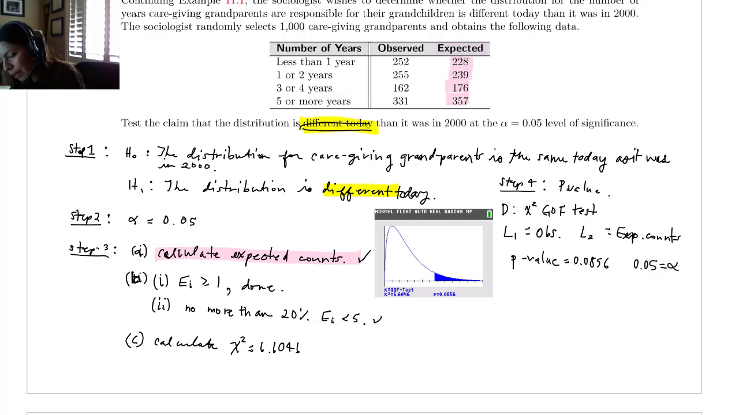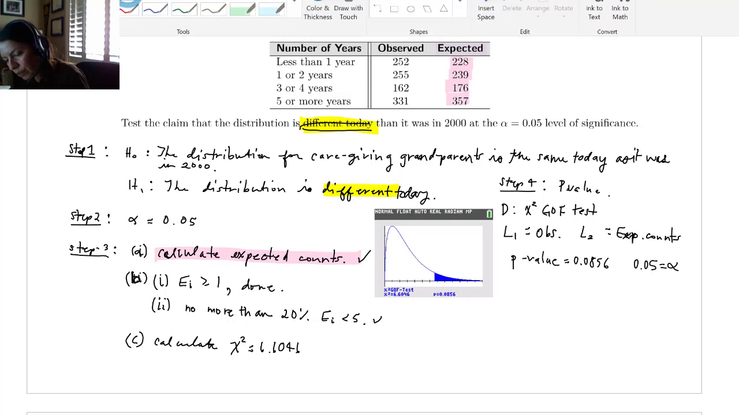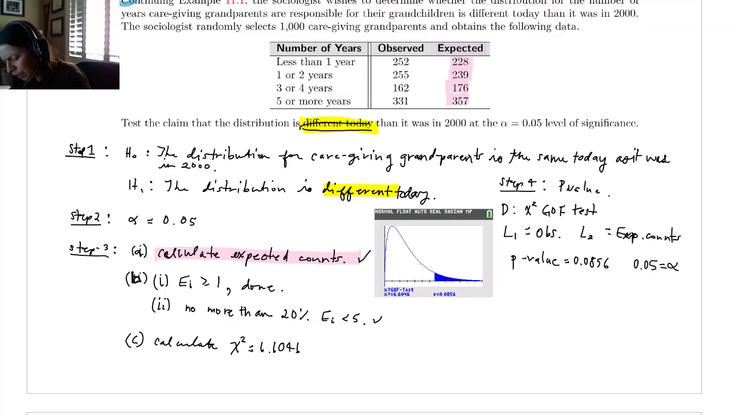So when we compare the p-value with the alpha, we can see that the p-value is larger. That means if we took another random sample of 1,000 caregiving grandparents, the probability of getting the same results would be larger than making a type 1 error, and that means that there's just not enough evidence to support any change, right? So here we do not reject the null.